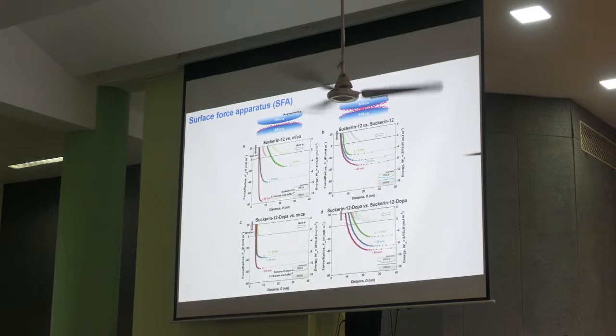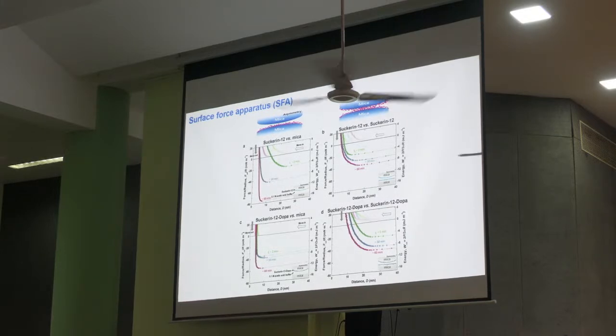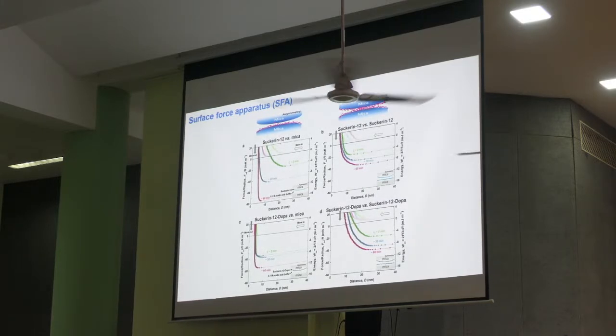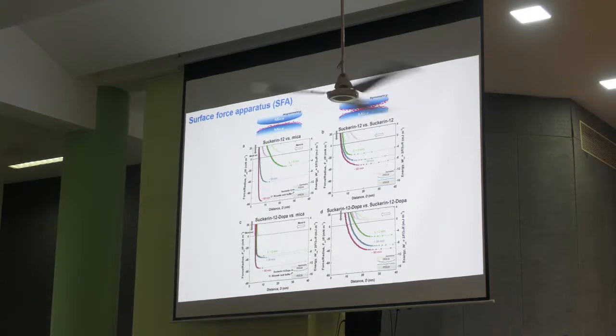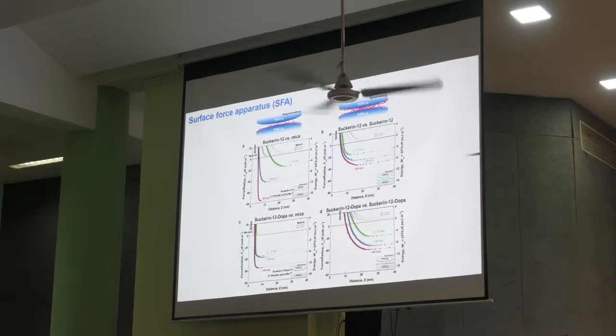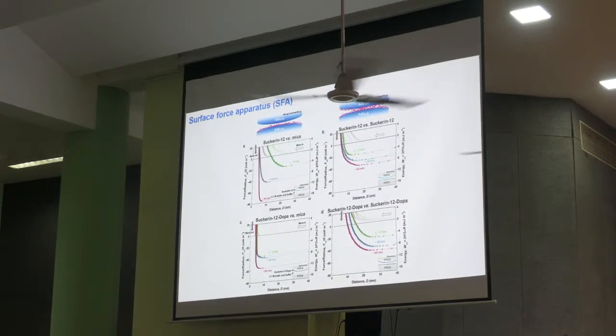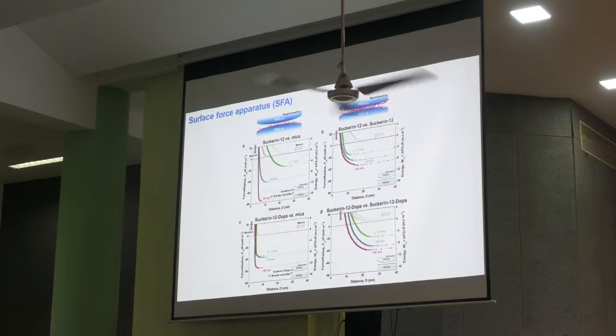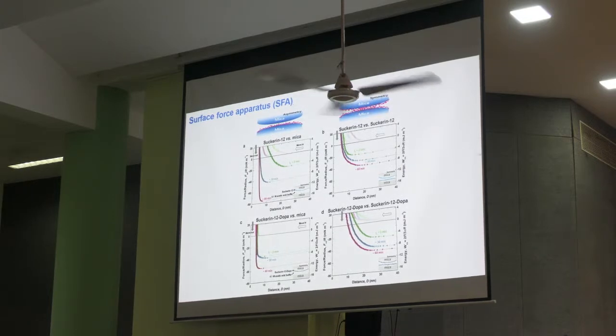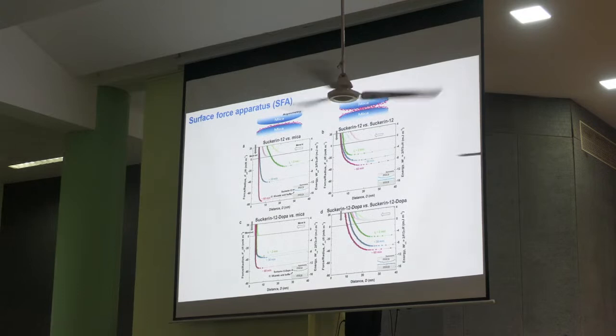So we have two hard wall cylinders. Basically, in the asymmetric mode, on the mica surface, we coat one layer of protein. And then the cylinder comes in contact and then they start to pull away from each other. If there is adhesion, it is measured using the force, the negative force. It shows the adhesion.